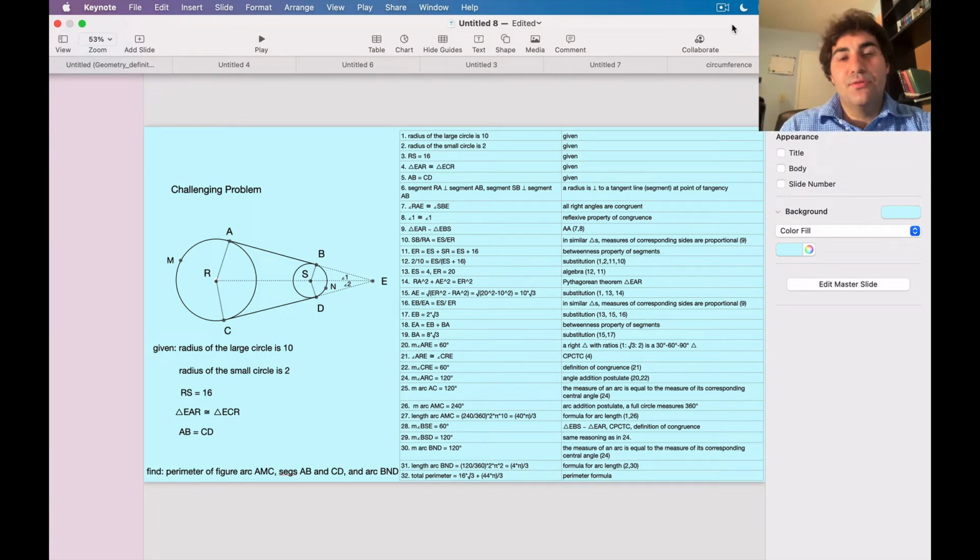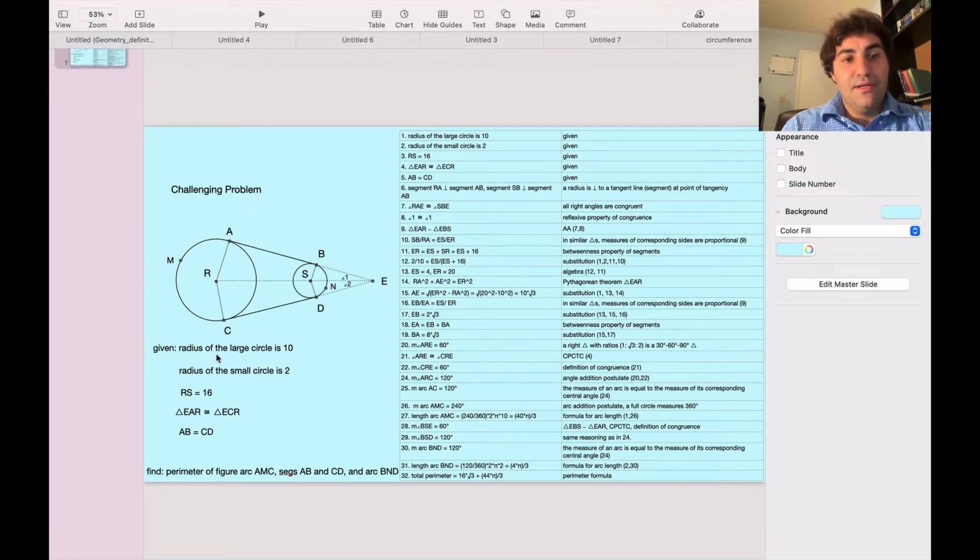I'd like to do a tutorial on a single challenging problem related to circumference and arc length. So let's take a look at what it is. We're given that the radius of the large circle is 10, the radius of the small circle is equal to 2, and the distance between the two circle centers is 16.